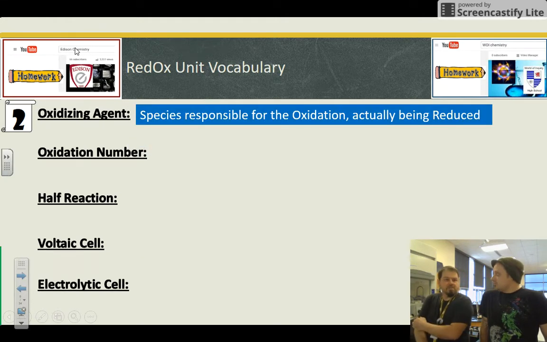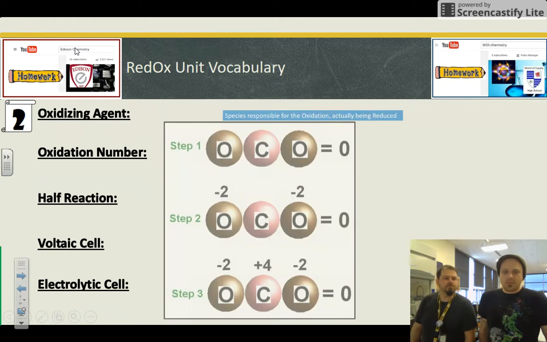Pretty much, yep. Same picture, just in case you didn't get it the first time, different slide. The species responsible for the oxidation is the oxidizing agent. It's actually being reduced. So we talk about oxidation and reduction. That's one half, but there's always another piece going on, and this is almost our way to pay homage to that other piece. So, showing the agent.